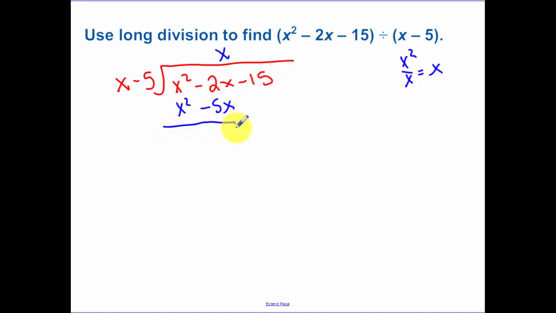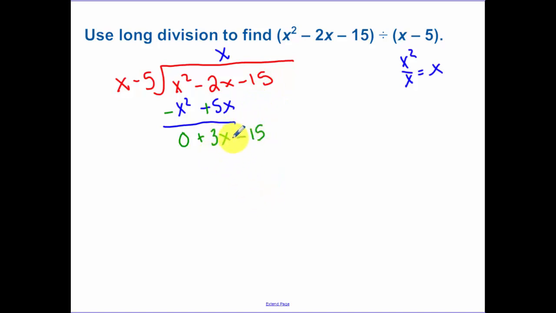Now remember, you're subtracting here. What I often like to do is change the signs and add. So when I subtract, I get 0 there. When I do 2x minus a negative 5x, that's going to be a positive 3x. Now bring down the negative 15.